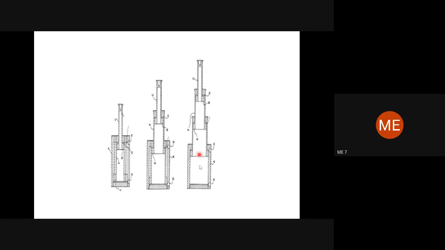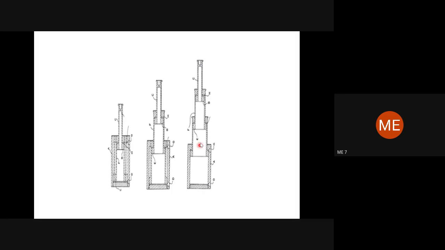I'll call these cylinders the sleeves. So this is what is called a telescopic cylinder. The advantage of this is you can have a longer working stroke. The working stroke is going to be from this point till this point, because of the number of sleeves.